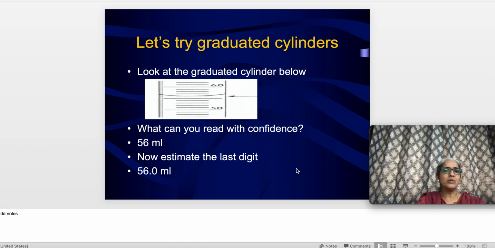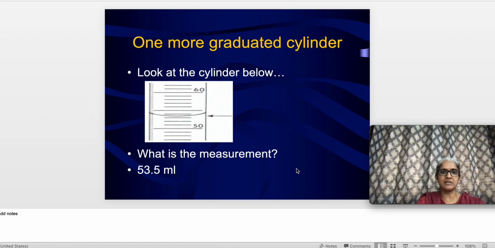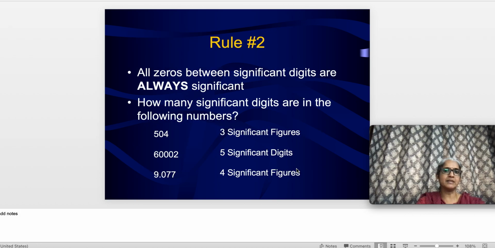For example, look at the graduated cylinder here. What you can read clearly, what it says with confidence, is the reading 56 milliliters. However, you estimate one more digit, because it is exactly at 56, you say 56.0. That means you are able to read the first two digits clearly and you are estimating the next digit, correct? Same thing here, between 53 and 54, and therefore the digits, correct?